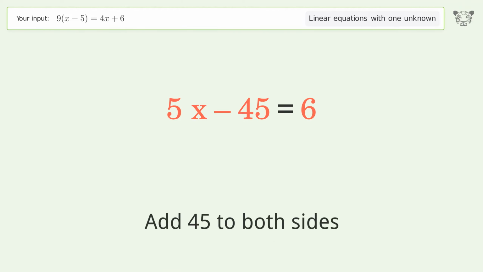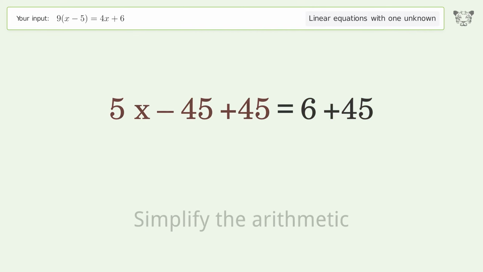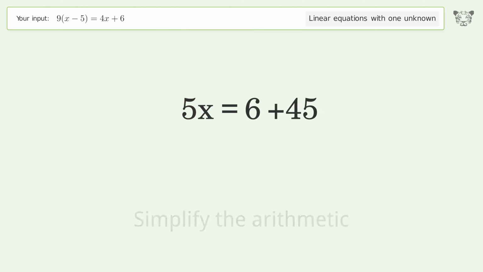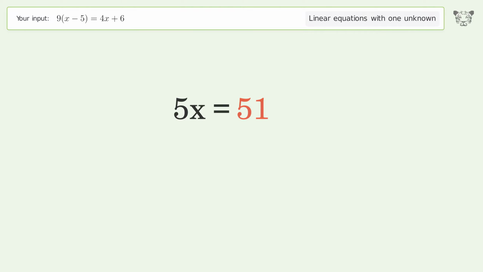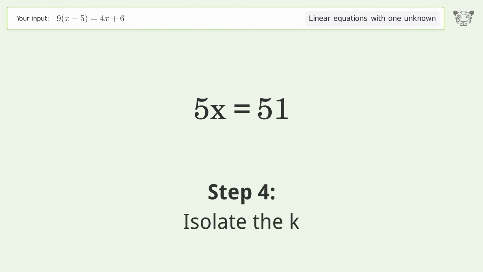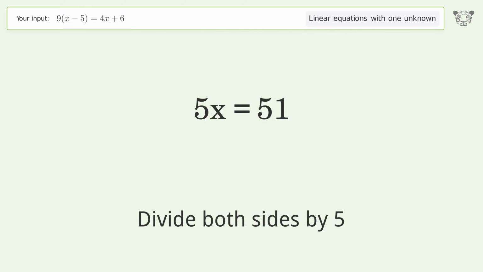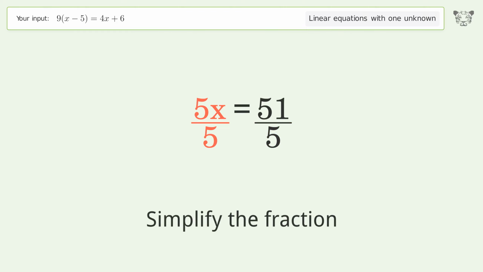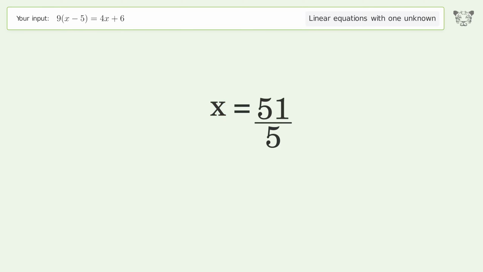Add 45 to both sides. Simplify the arithmetic. Isolate the x. Divide both sides by 5. Simplify the fraction. And so the final result is x equals 51/5.